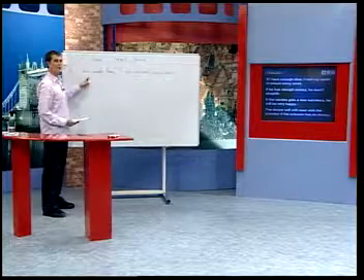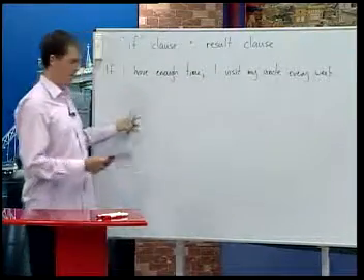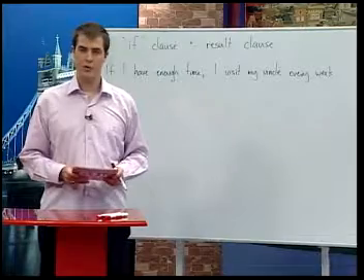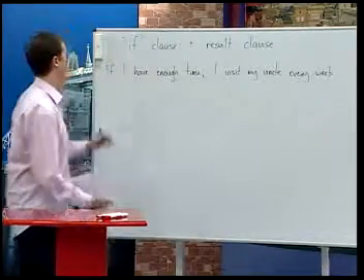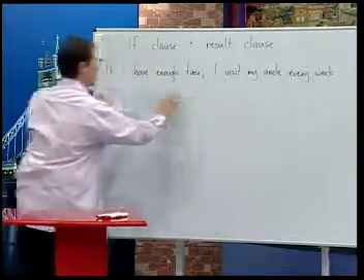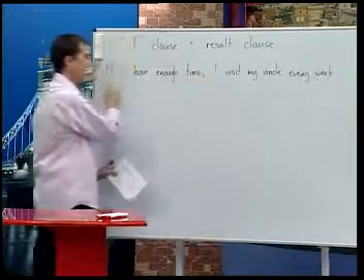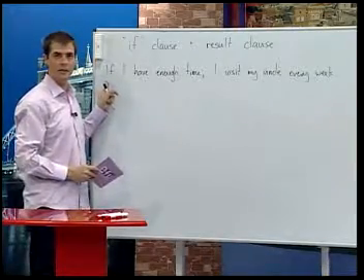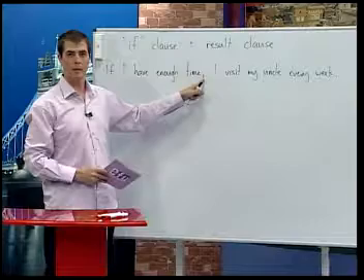Look at that again. If clause: if I have enough time. Result clause: I visit my uncle every week. In the fourth sentence, if the prisoner has no money is the if clause. The lawyer will still meet with the prisoner is the result clause. Now, a sentence can begin with the if clause or the result clause. In other words, we can have, if I have enough time, I visit my uncle every week, or we can change it: I visit my uncle every week if I have enough time. That's okay. When we begin a sentence with if, we must have the comma.